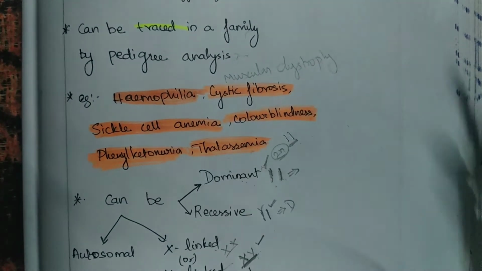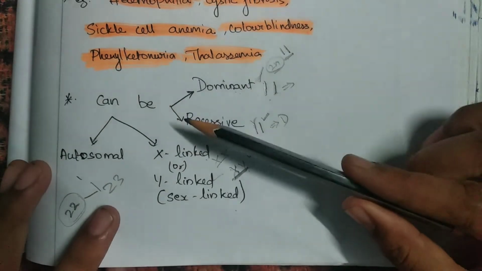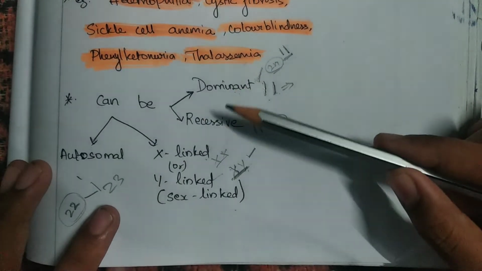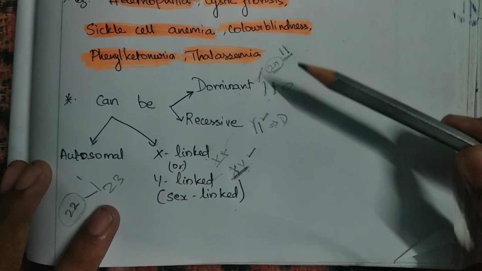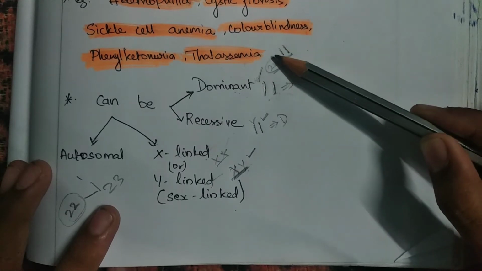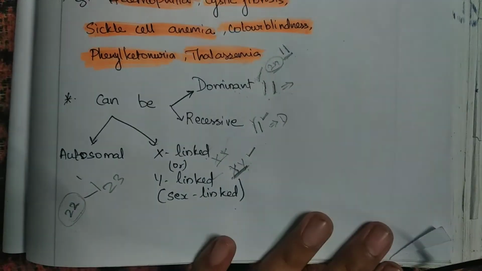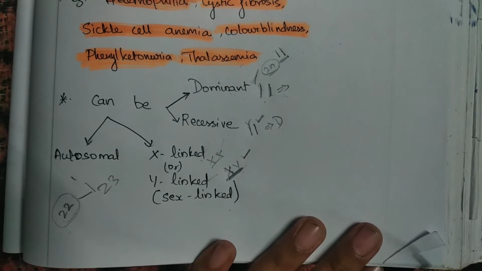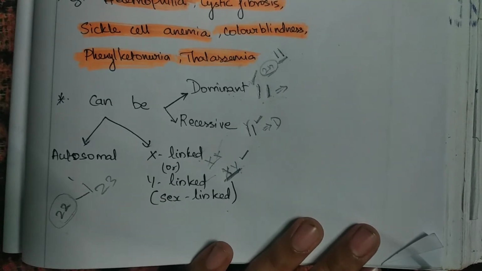This Mendelian disorder can be dominant or recessive. It can be a dominant disease or it can be a recessive disease. Human beings are diploid, so we have a pair of chromosomes. We have 23 pairs of chromosomes in our body. One chromosome came from the father and another chromosome came from the mother. So we will have 23 chromosomes from mother and 23 chromosomes from father.